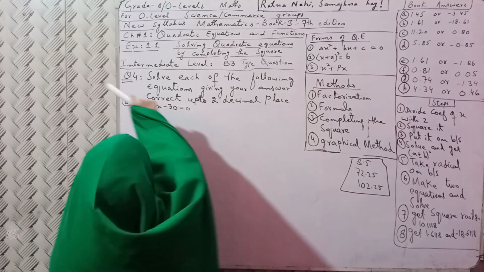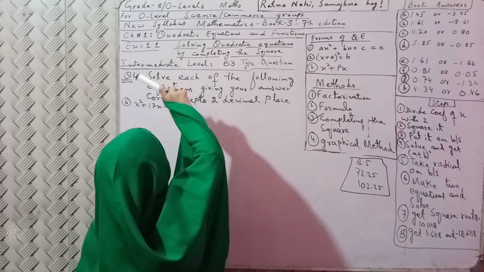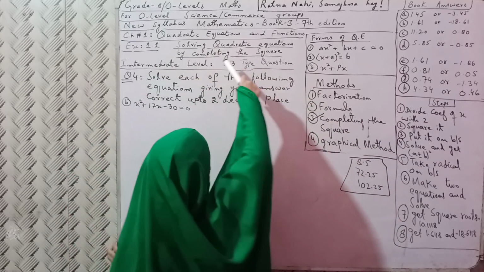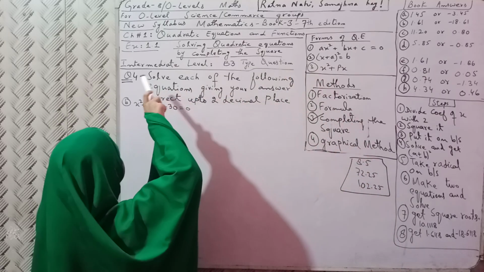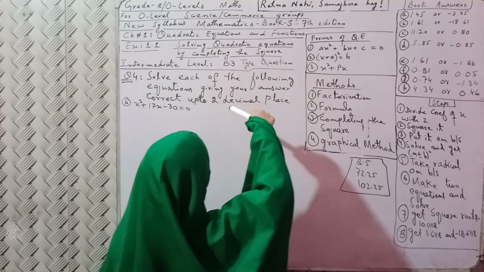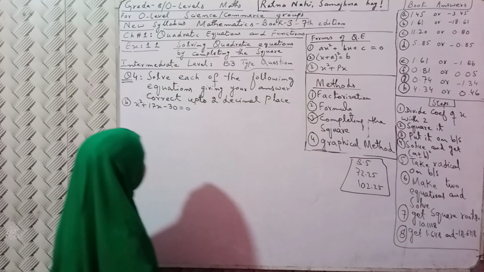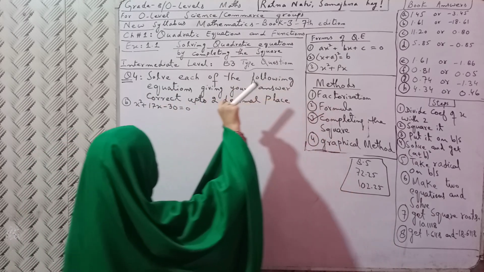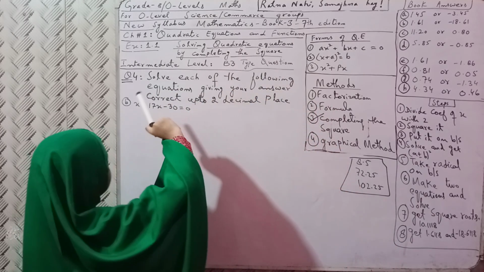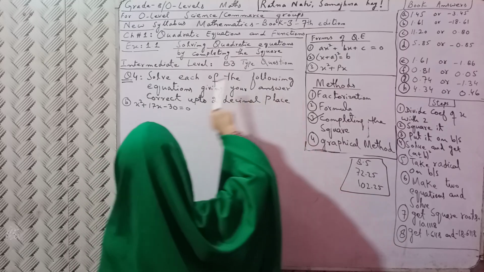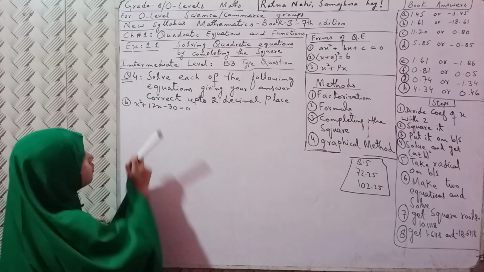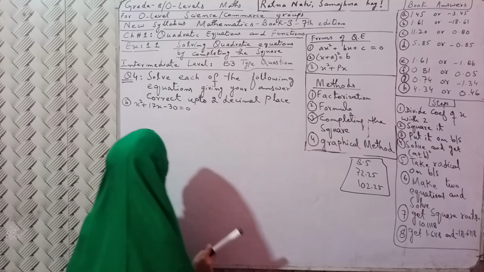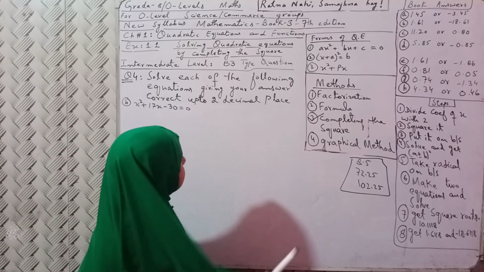Today we are going to learn Graded O-Level Maths for O-Level Science Commerce Group, New Syllabus Mathematics Book 3, 7th edition. Chapter number 1, Quadratic Equations and Functions. Exercise 1.1, Solving Quadratic Equations by completing the square. Intermediate level B3 type question. Question number 4, solve each of the following equations giving your answer correct up to 2 decimal places.